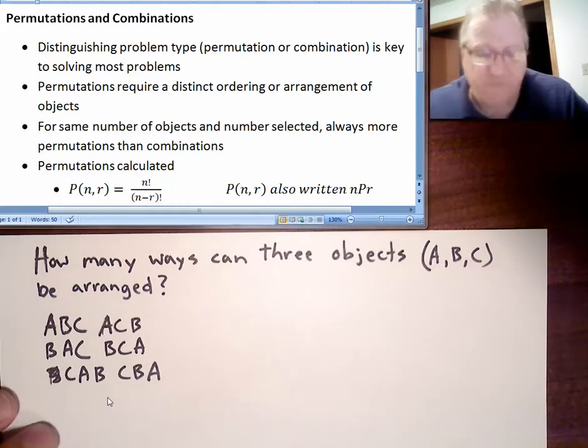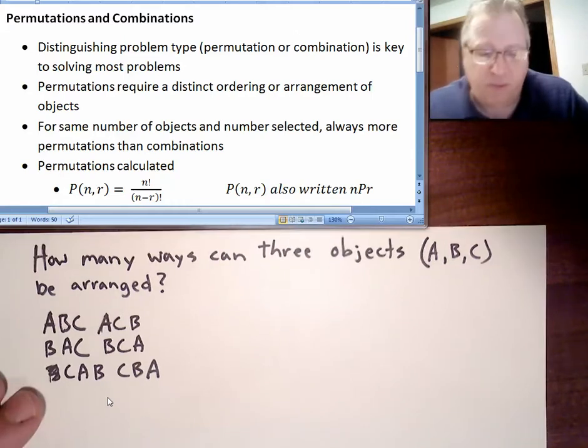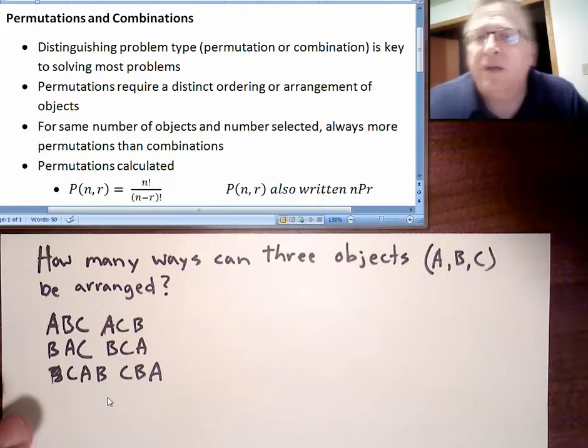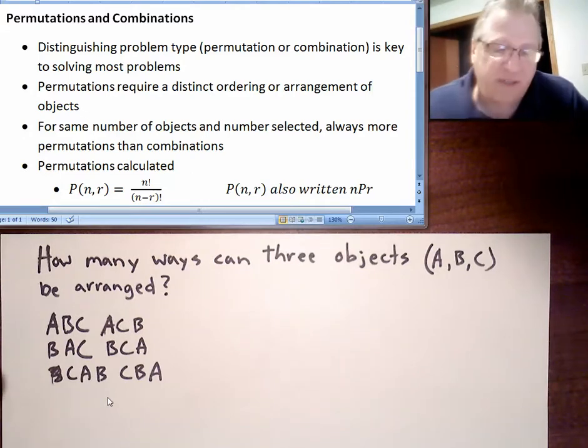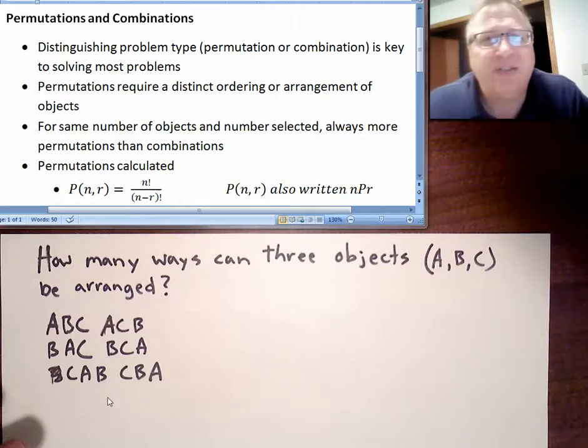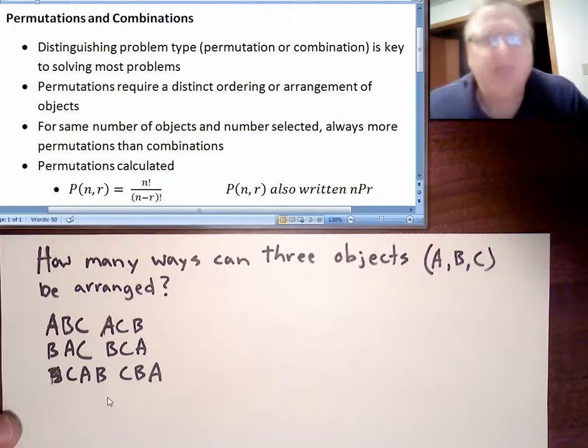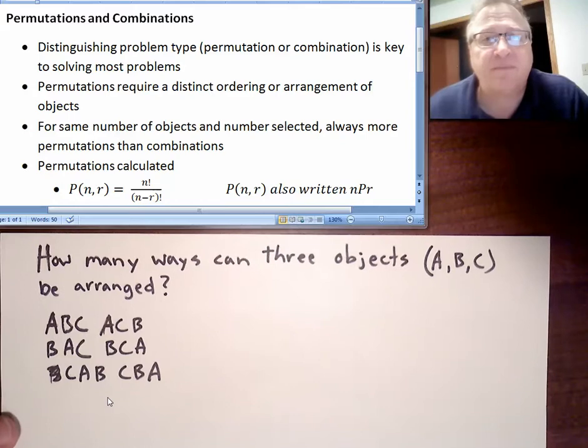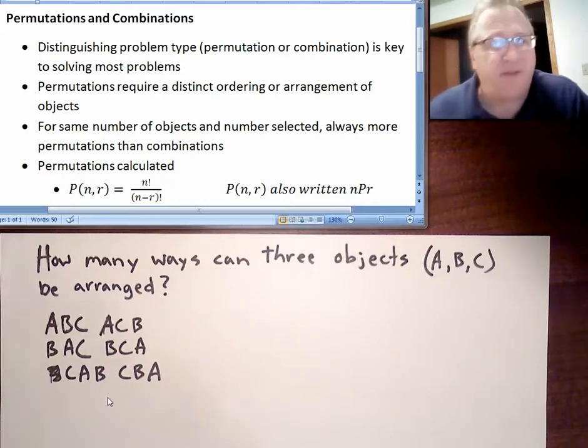Okay, well, I just did some little work ahead of time here, and what I've done is written down using a systematic approach every combination that can be made using the letters A, B, and C. And how many did I get? 1, 2, 3, 4, 5, 6 of them. There are 6 ways that 3 letters can be arranged. Now let's calculate this using the formula that we have.